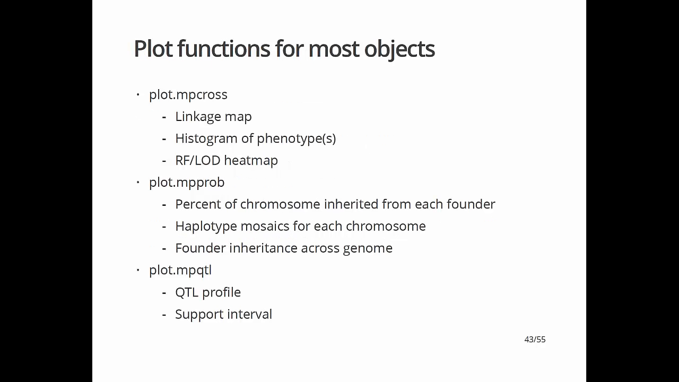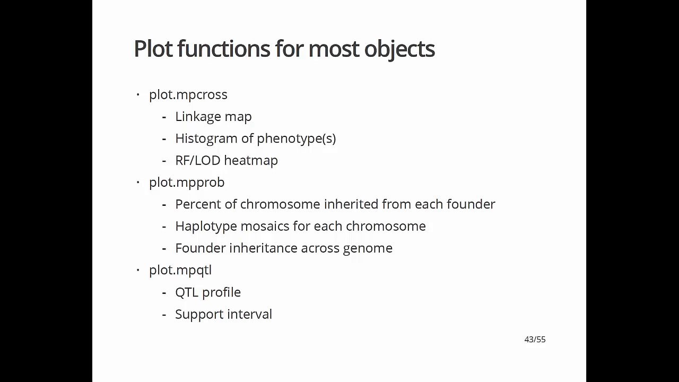As far as built-in functions with MPMap go, there are plot functions for most of the objects. So there's plot.mpcross, plot.mpprob, plot.mpqtl. The dot there means it's an S3 function. So if you have an object of a certain type, it knows automatically which one to call. You just plot on it, and it will automatically do that. So plot, when called on an mpcross object, will show you the linkage map. It'll show you a histogram of the phenotypes, and it'll show you the recombination fraction heat map.